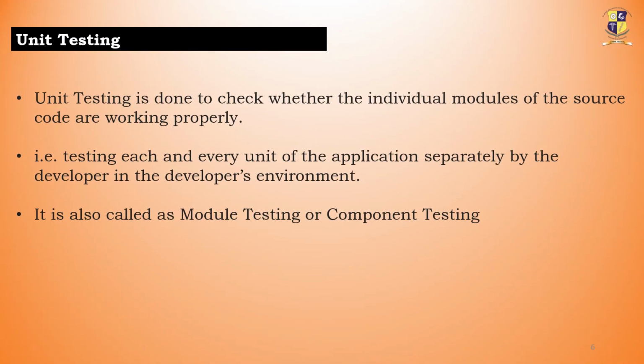As I already told you, unit testing is where you check the individual modules of the source code, whether they are working properly or not. Your software comprises different components or modules, and you test the individual modules of the source code to see whether they are working properly. Testing each and every unit of the application separately is done by the developer in the developer's environment, which is very important. You can call it module testing, or you can call it component testing as well.